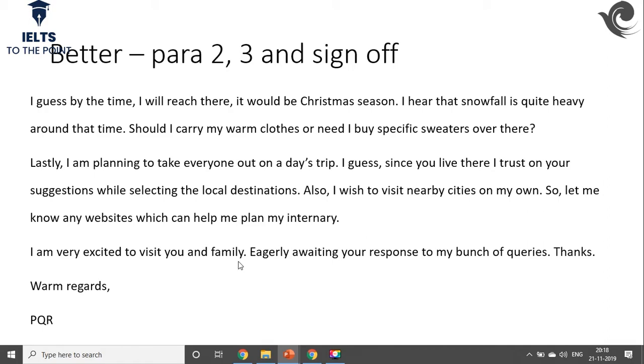Then you say, I'm very excited to visit you and your family, eagerly awaiting your response to my bunch of queries. Thanks. Now this time you don't have exactly any request over here for your friend, because you have already requested, let me know this, suggest this. So there is no specific request, but since you are closing the letter, you can simply say, I'm very excited to visit you and your family. You can put the future contact, eagerly awaiting your response to my bunch of queries. Thanks, warm regards, whatever the name is.